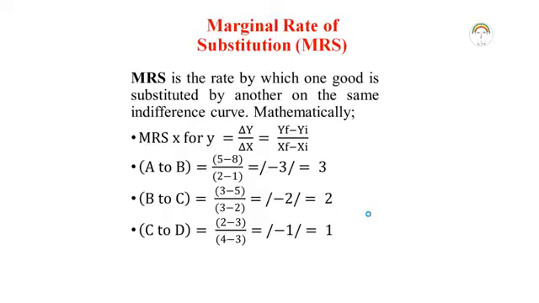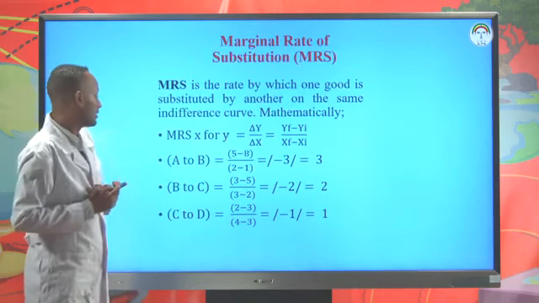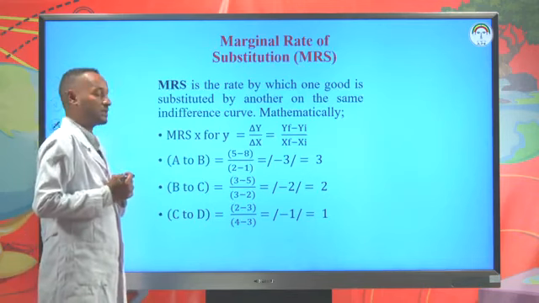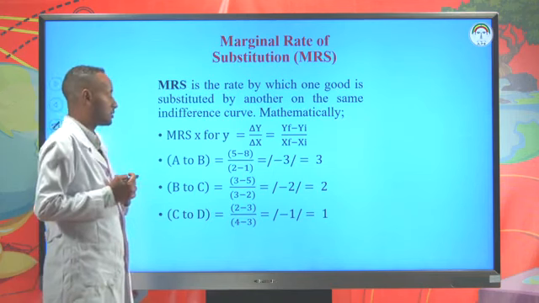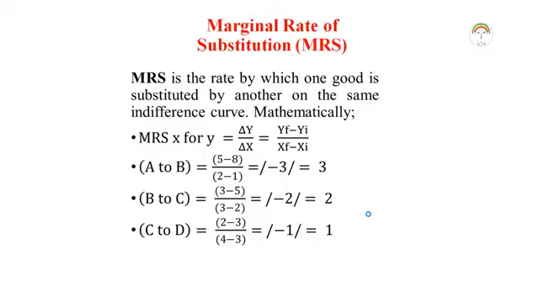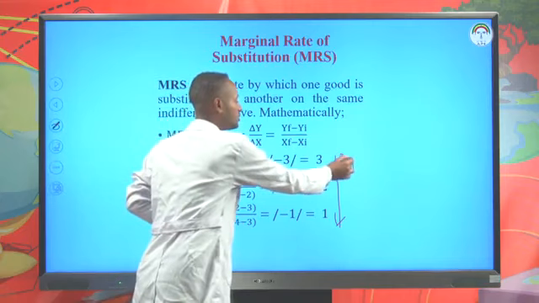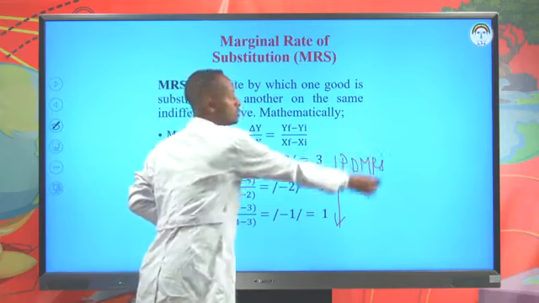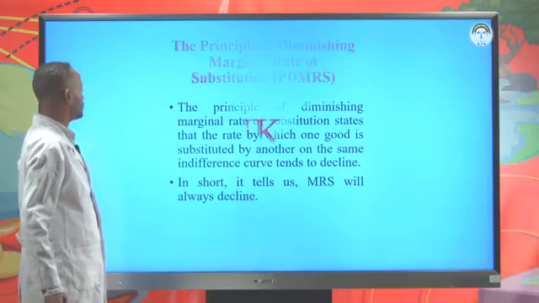Here, when we calculate the marginal rate of substitution, when we go from combination A to combination B, the marginal rate of substitution is 3. When we go from combination B to C, the MRS is 2. And when we go from combination C to D, the MRS is 1. So the rate by which one commodity is substituted for another will always decline. This is what we call the principle of diminishing marginal rate of substitution, PDMRS. So this is about the principle of diminishing marginal rate of substitution.